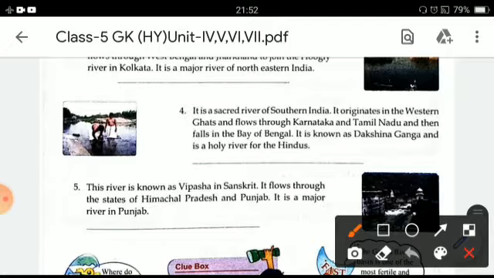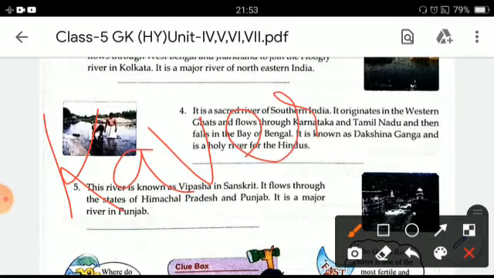It is a sacred river of southern India. It originates in the Western Ghats and flows through Karnataka and Tamil Nadu and then falls in the Bay of Bengal. It is known as Dakshin Ganga and is a holy river for the Hindus. And the river is Kaveri River.